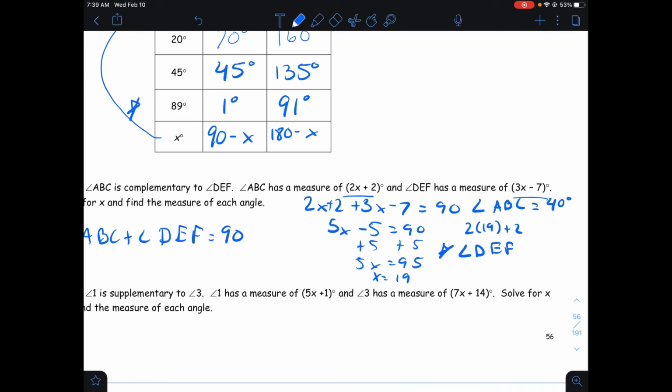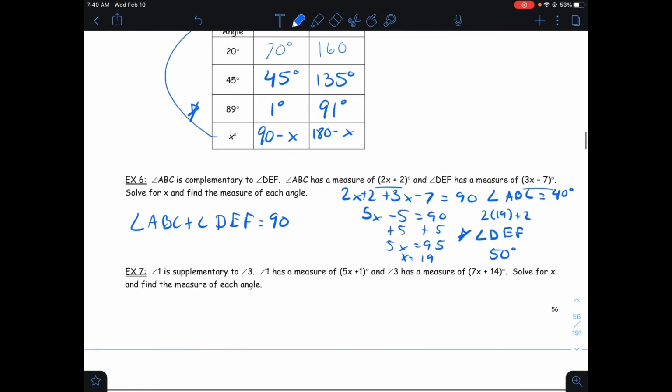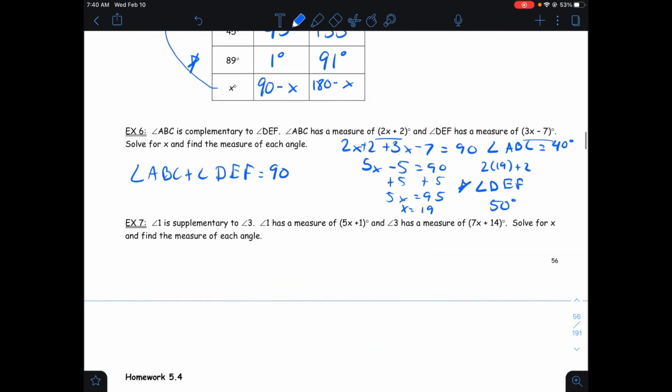So you should have gotten that angle DEF is 50. Now there's two ways you could have found this. You could have plugged in 19 for x, or you could have said, well, DEF is the complement to ABC, so I could just do 90 minus 40 and get 50. Whichever way you solved, that's more than perfect. Hopefully you got the right answer.